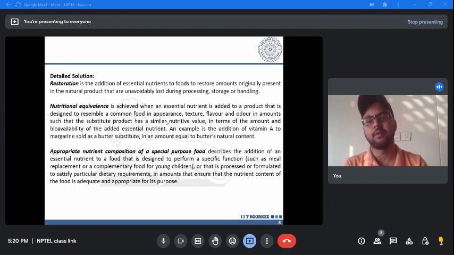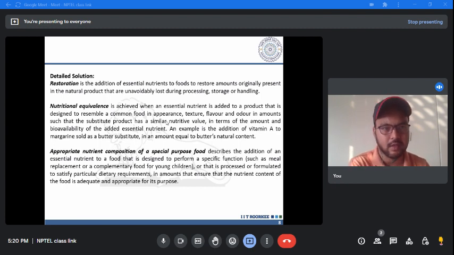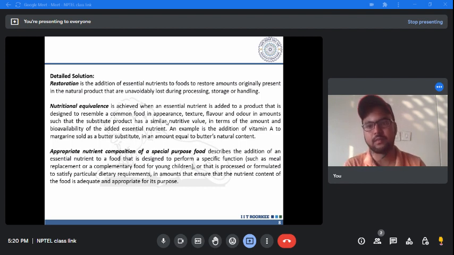Or you are an army person or a soldier. A special kind of food or meal is designed for them, which will give them the required amount of energy and nutrients. These kinds of foods are called special purpose foods. Sometimes it is given to young children who are not completely developed, so we prepare a special kind of food so they get an adequate amount of nutrition and their growth is sped up. This kind of food is called special purpose food.